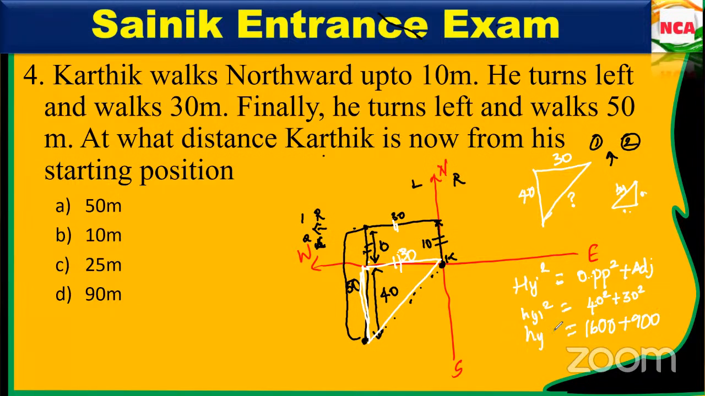So this is hypotenuse square. Now you add both. What will be the answer? Add these two and tell me.